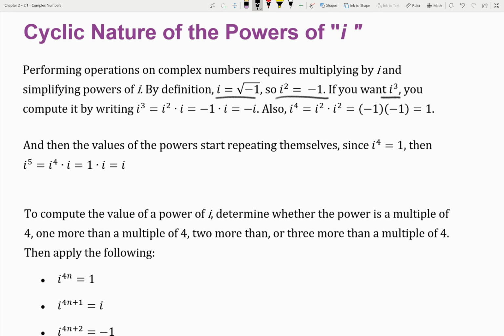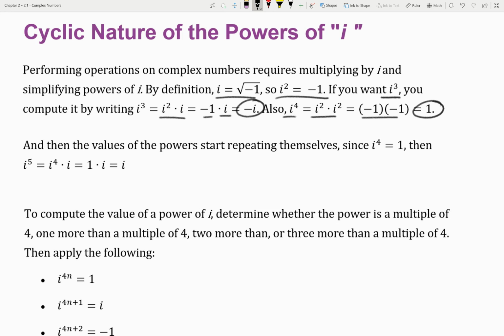So if I have i to the third, I can rewrite that as i squared times i, and i squared is negative 1, times i. So we get negative i. i to the fourth is i squared times i squared, which is negative 1 times negative 1, which is positive 1. And because i to the fourth is positive 1, that means every 4 i's that you multiply together just turns into a 1 and therefore doesn't change the value of the expression.